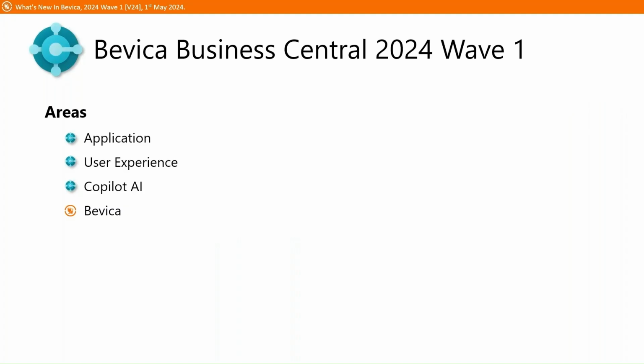So in terms of what I want to show today, there are four areas. Three of them are things that Business Central are providing. I think some really nice stuff coming up there. And then there are a few nice Bevica things that we're releasing with Wave 1.